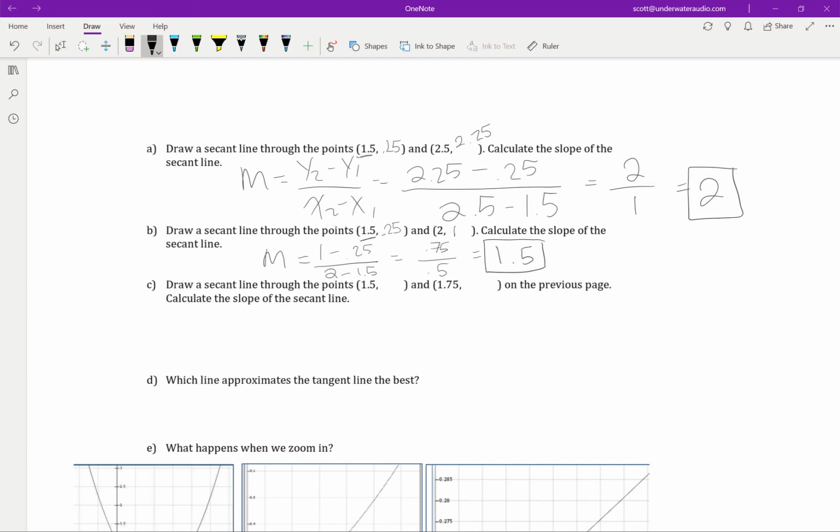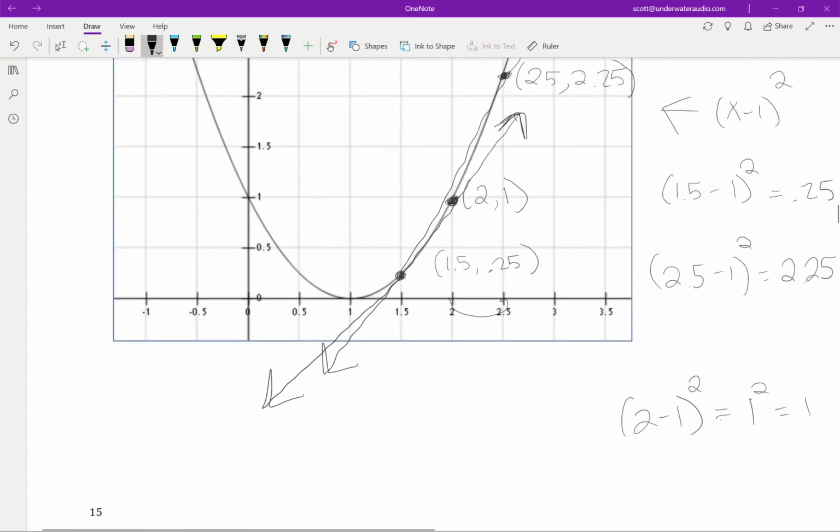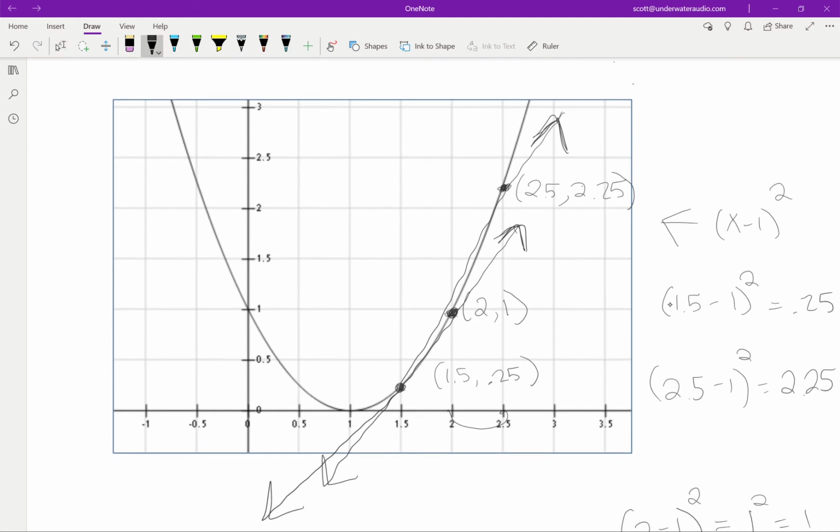Okay, so let's go back to our picture. This first secant line that I did, I'm going to call A. And then my second line I did, B, over here. A is steeper than B. So it makes sense that the slope of A is 2 and the slope of B is just 1.5. But my goal isn't a secant line. The equation for a derivative has to be the slope of the tangent line. So I'm trying to approximate the tangent line by making my secant lines closer and closer to a tangent line.